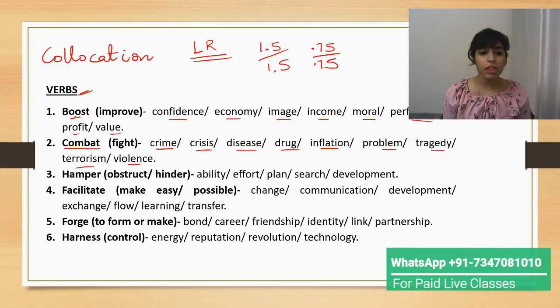Now we are going to proceed to the third word, which is hamper. Hamper means obstruct, to stop something, hindrance. Okay, so hampering, hindering something, obstructing something. What all can we hamper? Hamper ability, hamper effort, plan, search, development.